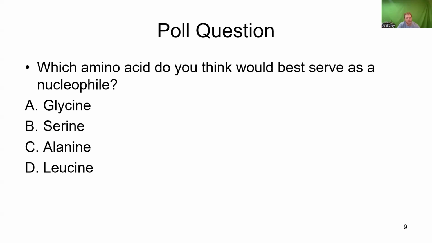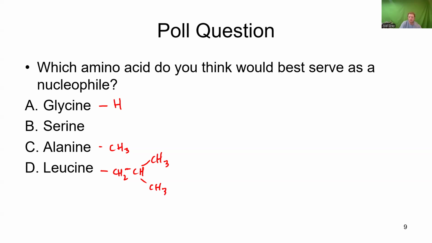I've got glycine, serine, alanine, leucine. Let's talk about these. Glycine, that's usually everyone's favorite amino acid to draw because what does the R group look like? Looks like that. Alanine looks like that. Leucine, we've got the chain, CH2, then CH, and then CH3, CH3.